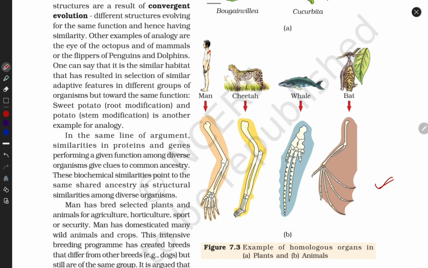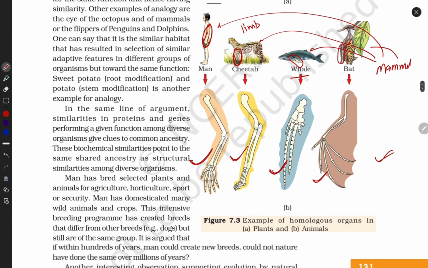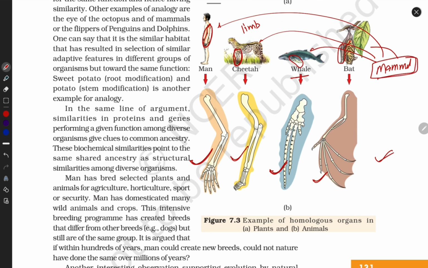If we take the limb of a human, the limb of a cheetah, the limb of a whale, the limb of a bat, they belong to one category. Mammals. They all are mammals. Human is a mammal, cheetah is a mammal, whale is a mammal, bat is a mammal. This is the limb structure of a human, of a cheetah, of a whale, which is a mammal, not a fish, and of a bat. So their origin is the same. They are mammals.